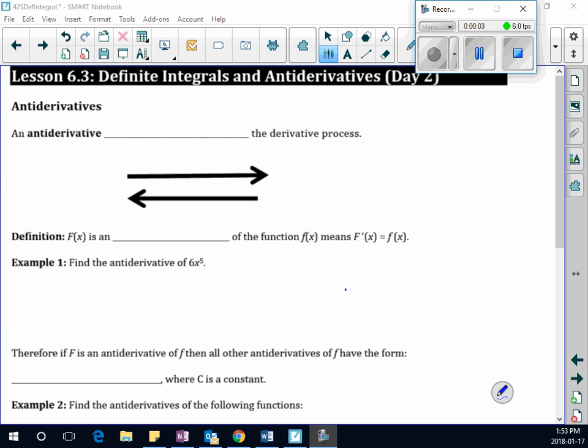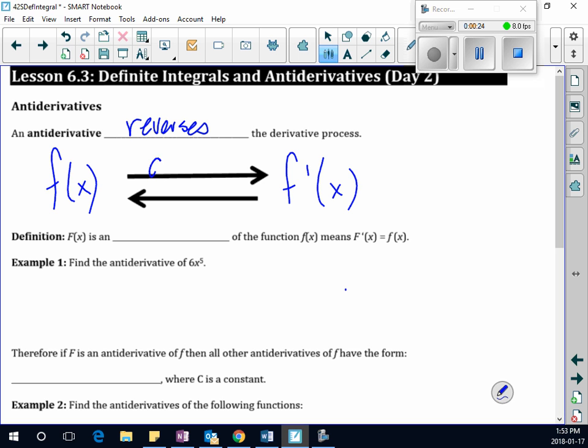Antiderivative reverses the derivative process. If I have f of x here and f prime of x here, differentiation is how I get f prime of x.